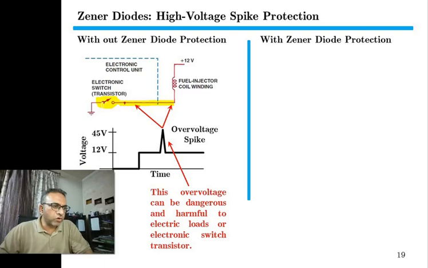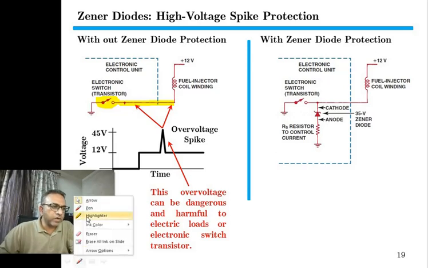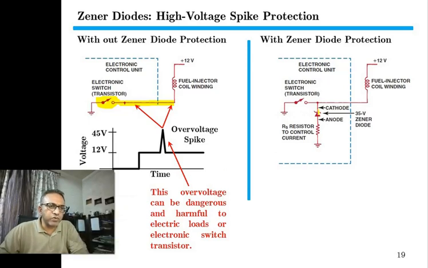Okay. So now let us use a Zener diode and see what the output result is. Now we are using it. There is the same circuit, the fuel injector, the switch. However, this time what we have done is that we have used a Zener diode and an RS load in series.